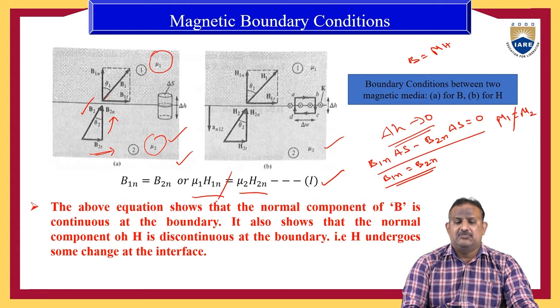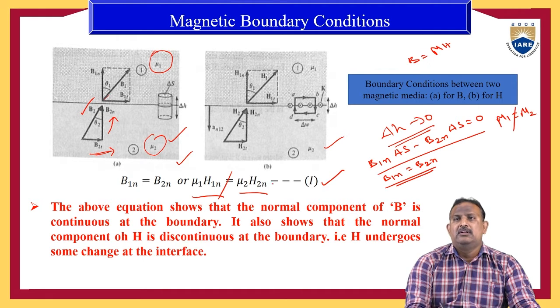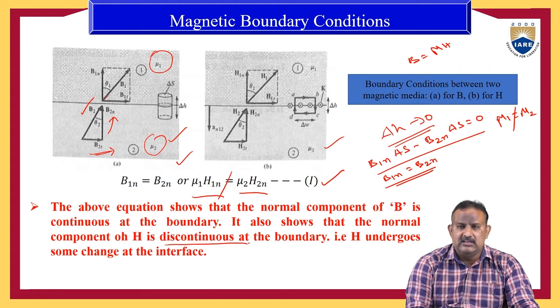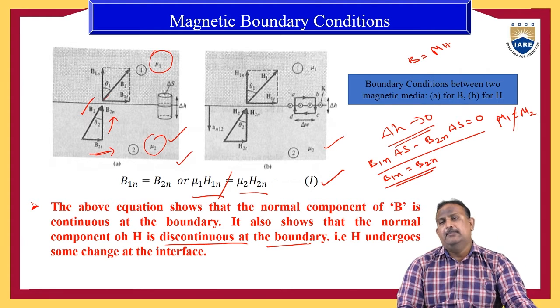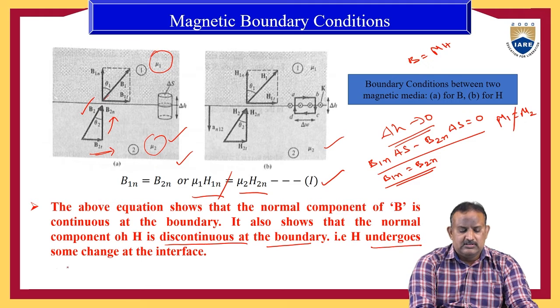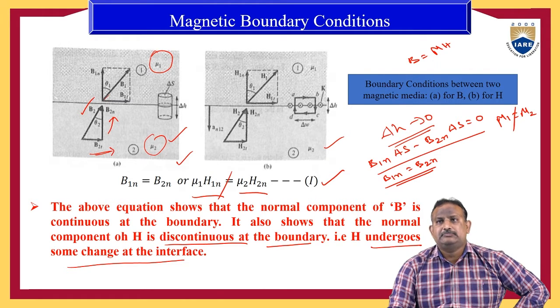This equation is not satisfied. Therefore, mu1 H1N is not equal to mu2 H2N. Therefore, we can conclude that the magnetic field intensity H is discontinuous at the boundary. H undergoes some changes at the interface. So this is about the first one.